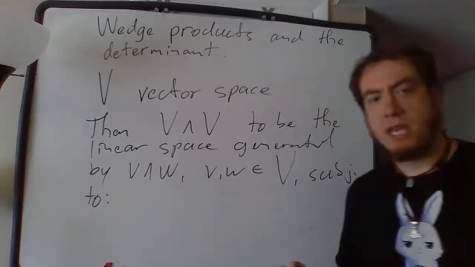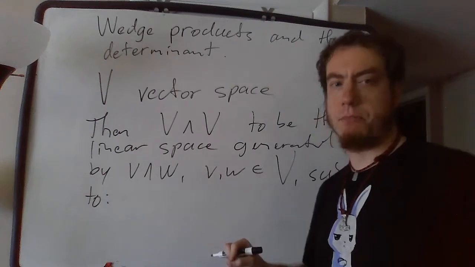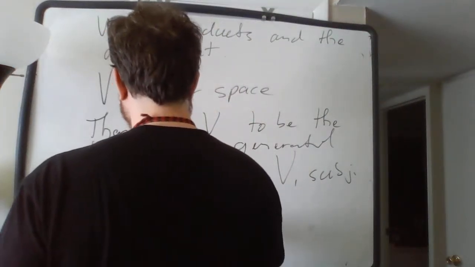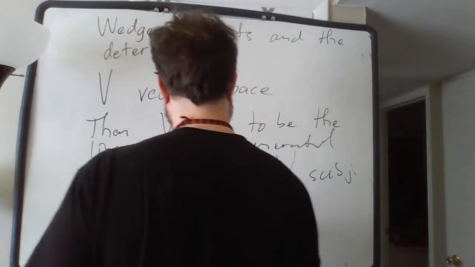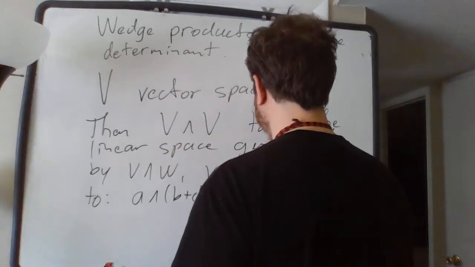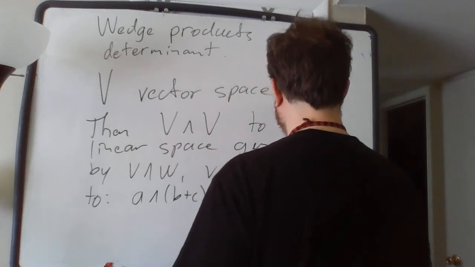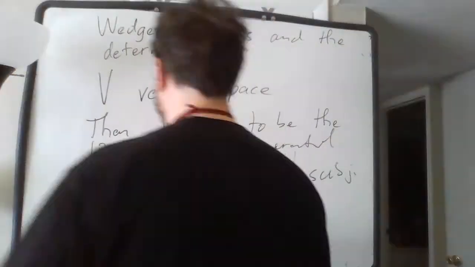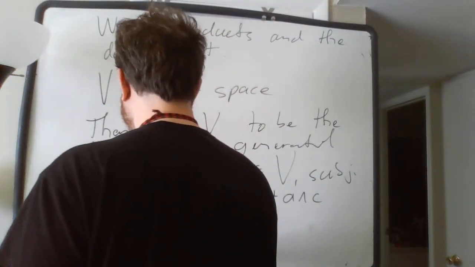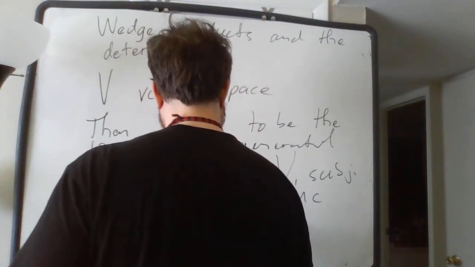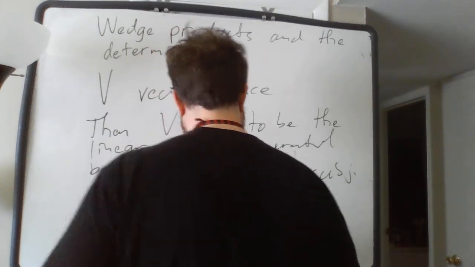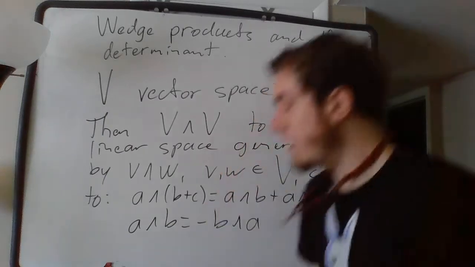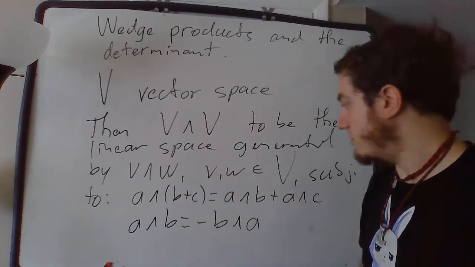First of all, we want taking the wedge of two vectors to be a linear process. So we want to say that a wedge (b plus c) is equal to a wedge b plus a wedge c. And another property that we want to have here is that a wedge b should be equal to negative b wedge a. I've managed to knock down the back end of my writing implement here, so sorry about that.